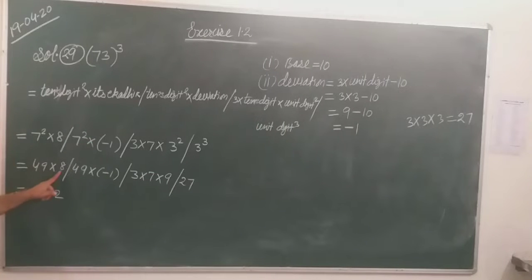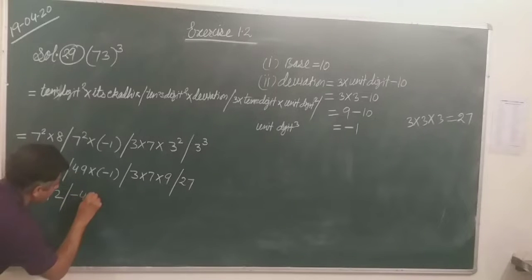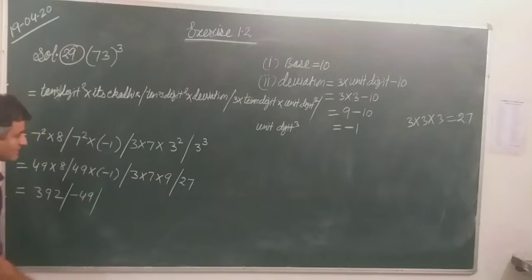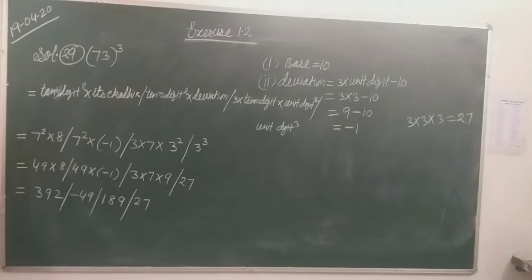8 times 9 is 72... 8 times 4 is 32 plus 7, 39. Then only minus 49, and then again 7 times 9 is 63, and 63 times 3 is 189, and then only 27.